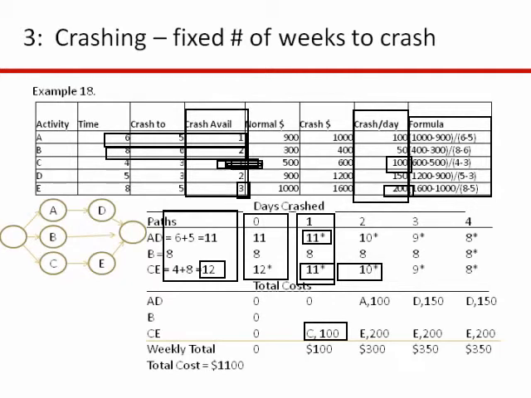It's going to cost me $200 each time. So to crash CE from 11 to 10 days, I have to spend the $200. I also have to go on AD because that one is at 11 days also. So if I look at A and D, A is $100, D is $150. So I'm going to crash A. It's the cheapest one. And so again, to go from 11 to 10, I'm going to spend an additional $300 and crash activity A and E.